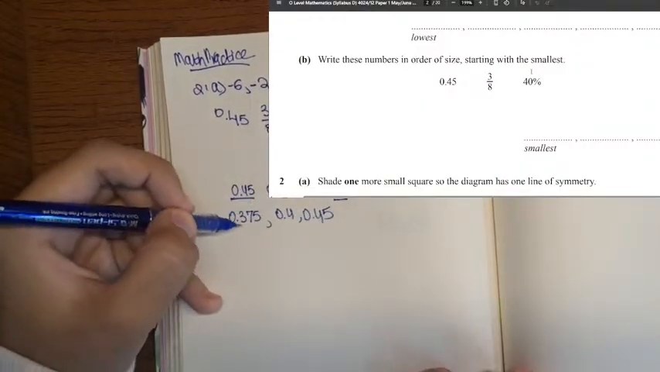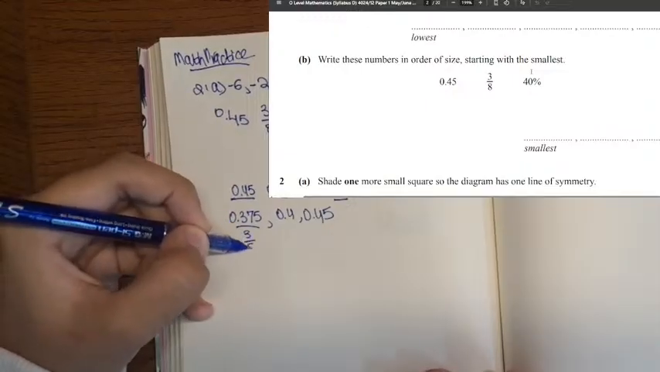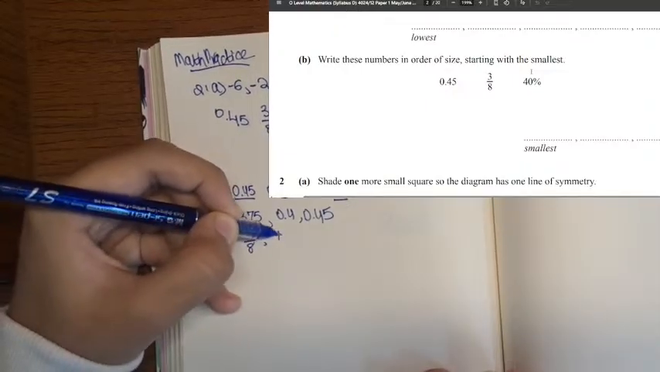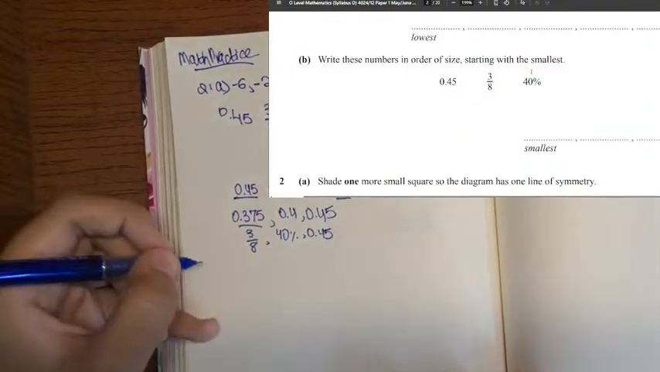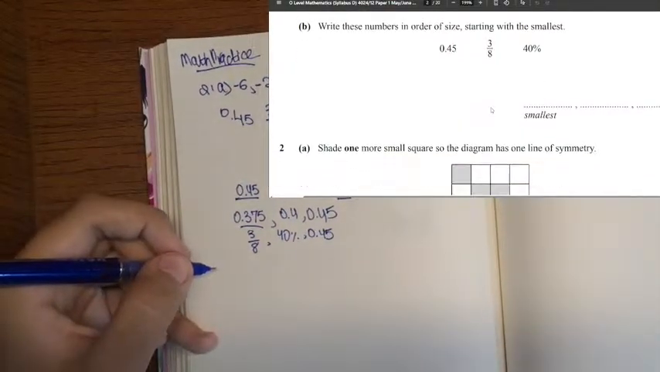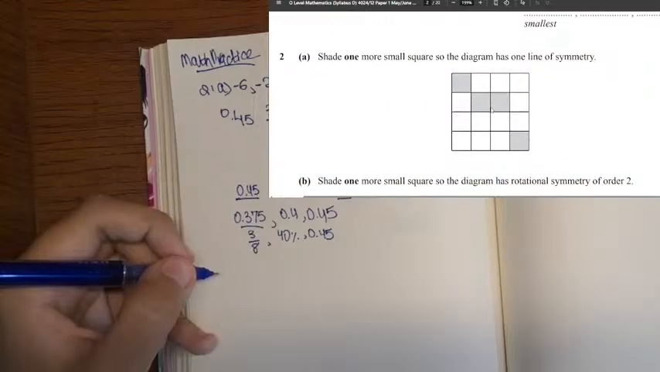Now let's write them in their original form. 0.375 was originally 3 upon 8, 0.4 was 40%, and 0.45 was just 0.45. So this is the answer to part B. Take a good look at that. Now we'll move on to question 2.